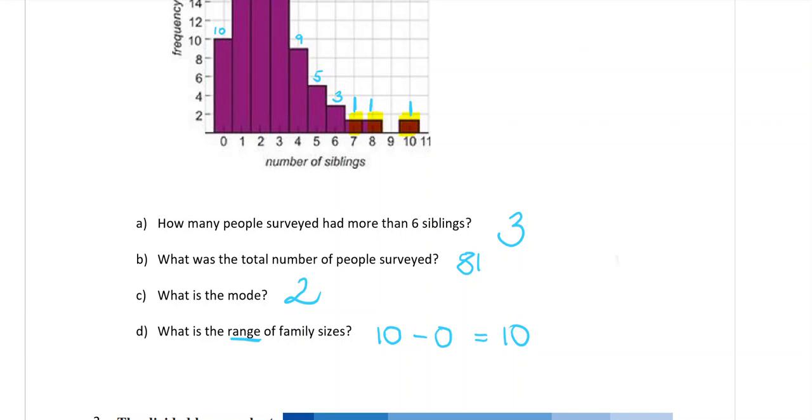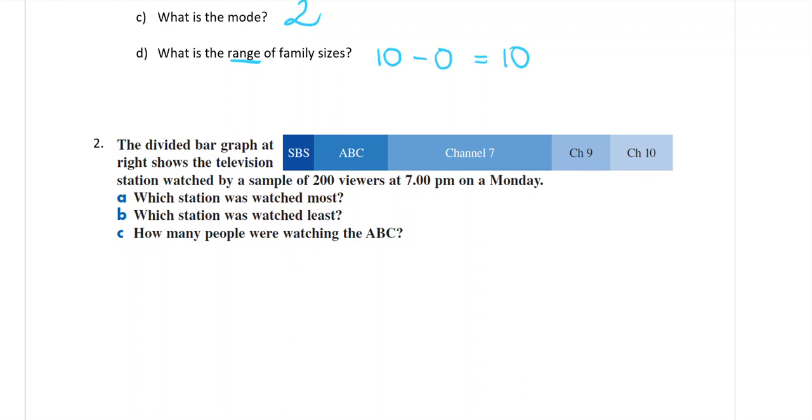On to the next graph. We didn't see this one before. This is called a divided bar graph. And it's just one bar that's divided up in the proportion of how often something occurs. So this is the people watching different television stations.